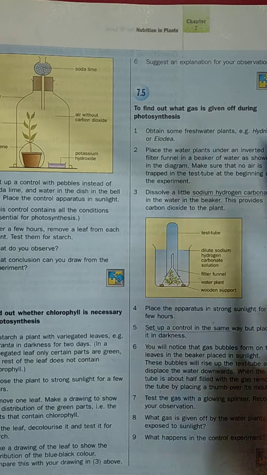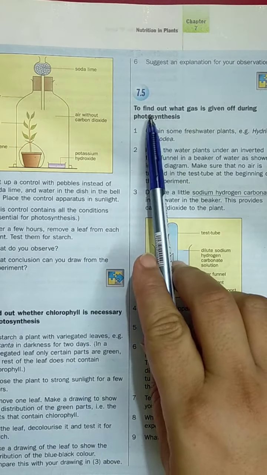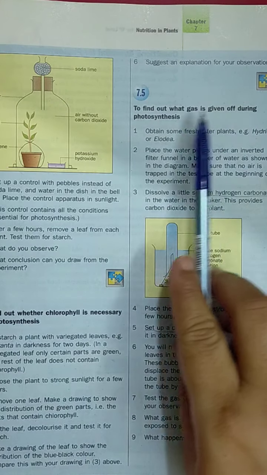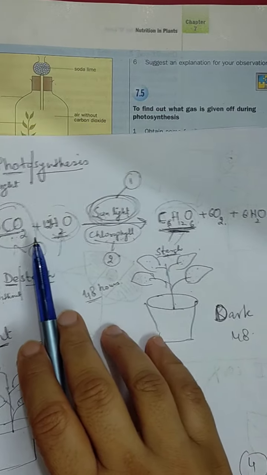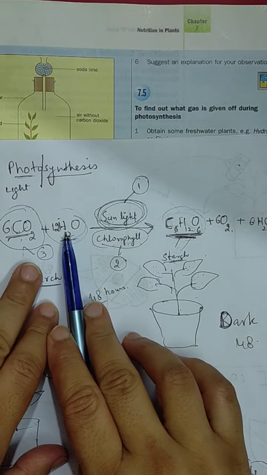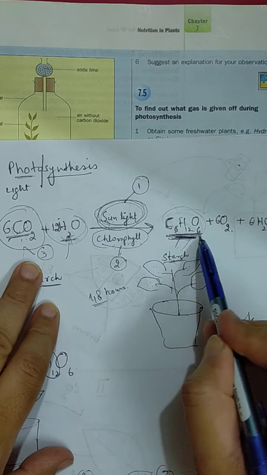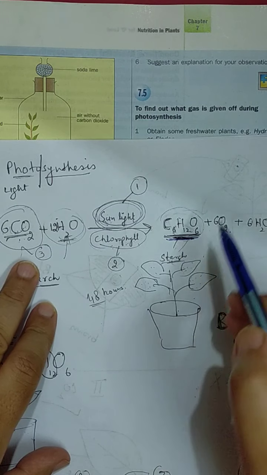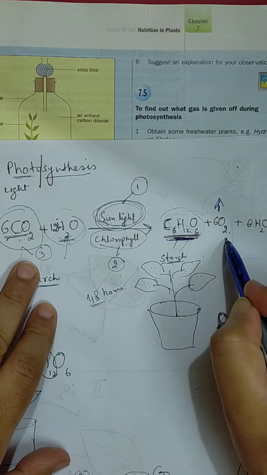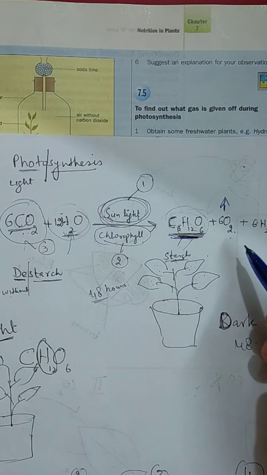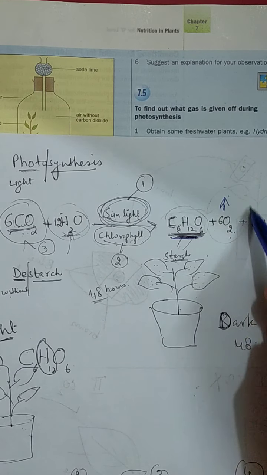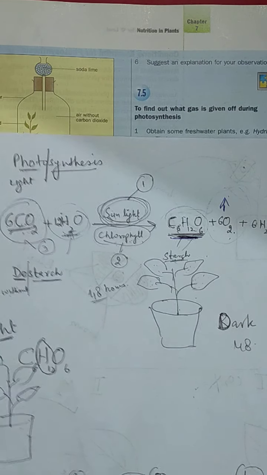Now one thing which is left is to find out which gas is given off during photosynthesis. As we have done in this equation already in the previous lecture, carbon dioxide and water combine in the presence of sunlight and chlorophyll, and carbohydrate in the form of glucose is formed and the gas evolved is oxygen. So we have to prove that oxygen is evolved during photosynthesis.